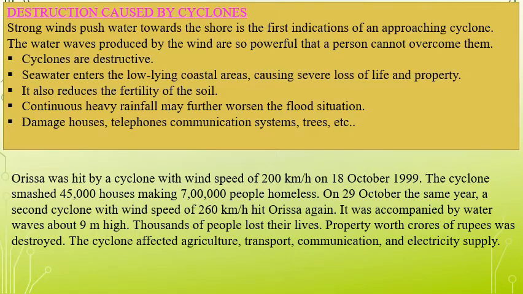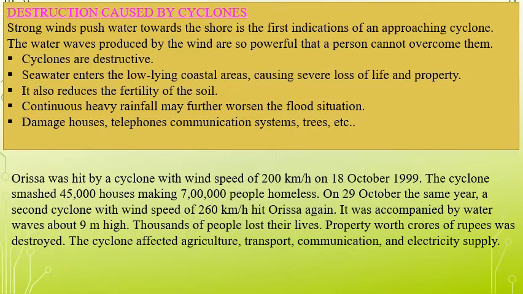And here is a case which happened in 1999 in Odisha. On October 18, 1999, a cyclone hit Odisha with a wind speed of 200 kilometers per hour. The cyclone smashed around 45,000 houses, making 7 lakh people homeless. On 29 October the same year, a second cyclone with a wind speed of 260 kilometers per hour hit Odisha again. It was accompanied by water waves about 9 meters high.